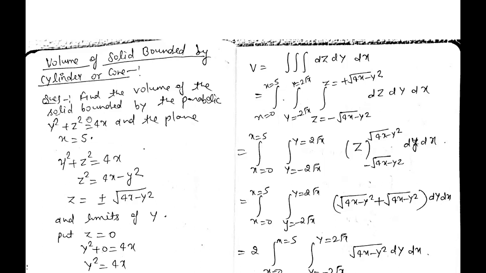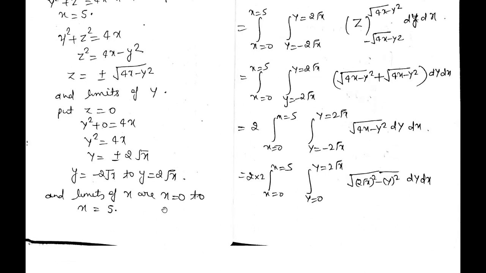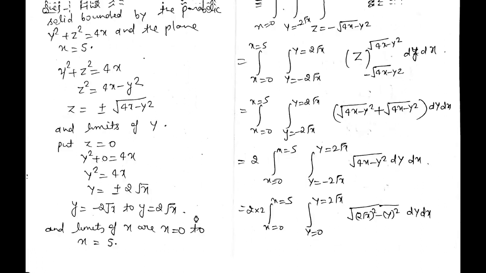So just solve. So volume we know that dz dy dx or dx dy dz, we can write anything. So calculate the limit of z here. So z is equal to plus minus square root of 4x minus y square. And overall we solve, right? So just calculate the limit of y. For the limit of y, you will put z is equal to 0 here. So your y limit will be y is equal to minus 2 root x to y is equal to 2 root x. And the limit of x is x is equal to 0 to x is equal to 5.